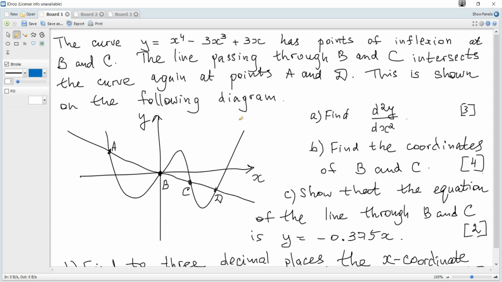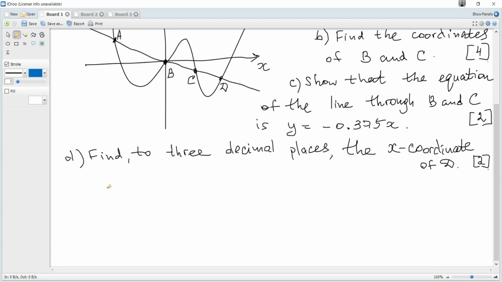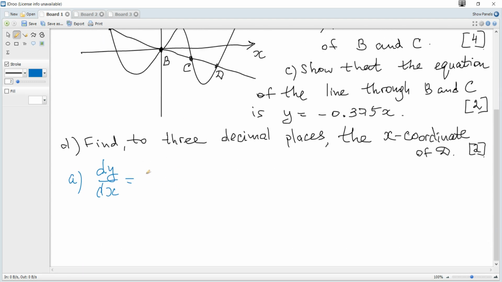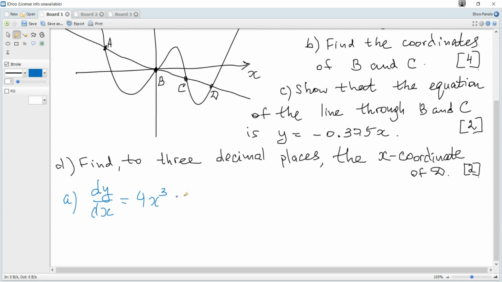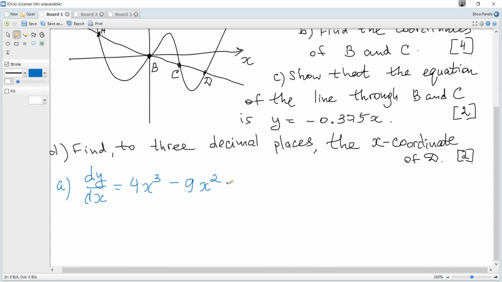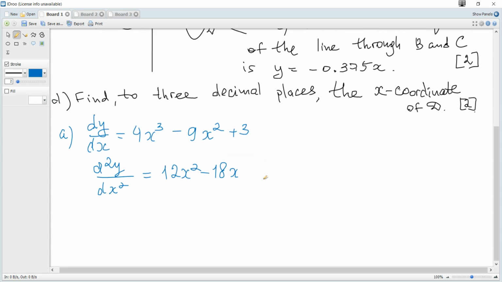It's quite easy. So dy over dx is 4x cubed minus 9x squared plus 3, and hence the second derivative becomes 12x squared minus 18x plus 0, because 3 is a constant.